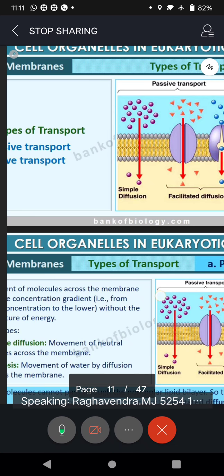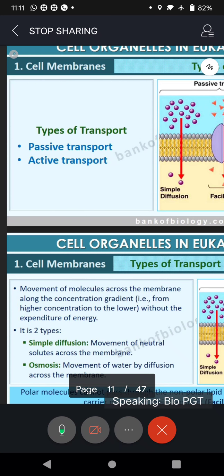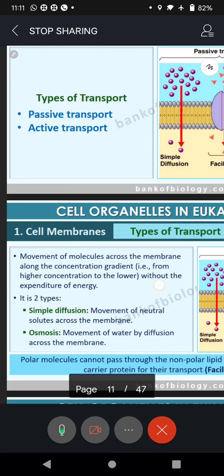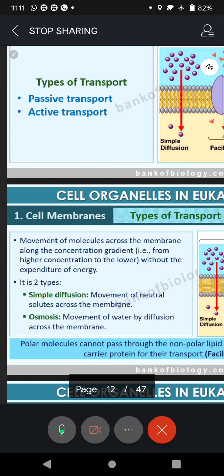So, these are the two types of transports. Movement of molecules across the membrane along the concentration gradient. What is that concentration gradient? High concentration to low concentration, without the expenditure of energy. Then we say passive transport. And in that too, simple diffusion is the movement of neutral solutes across the membrane. And the second one is osmosis, movement of water by diffusion across the membrane. But you must know the difference between diffusion and osmosis.